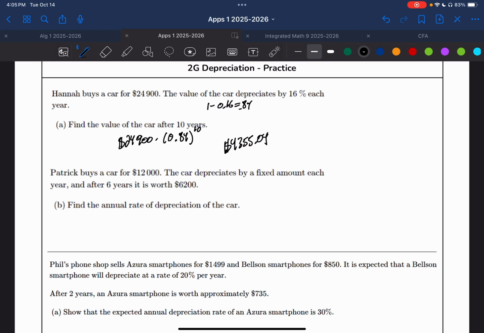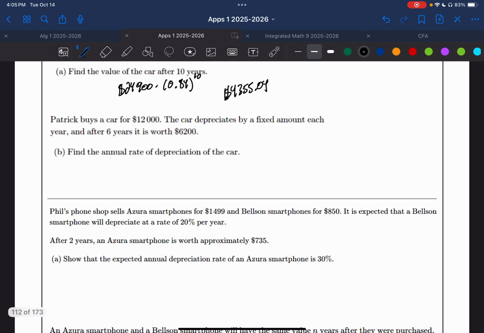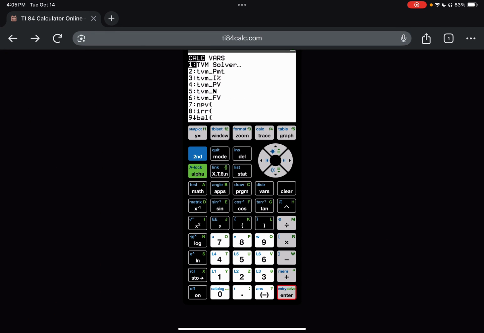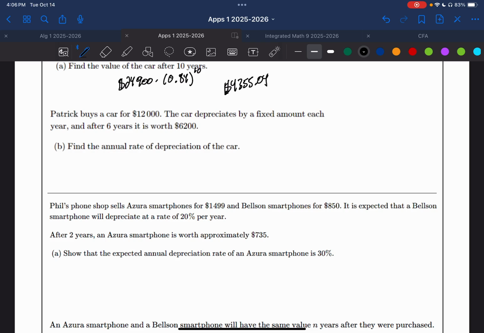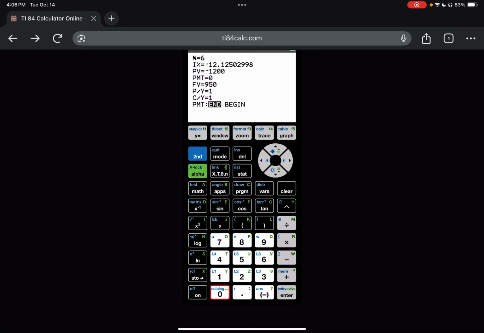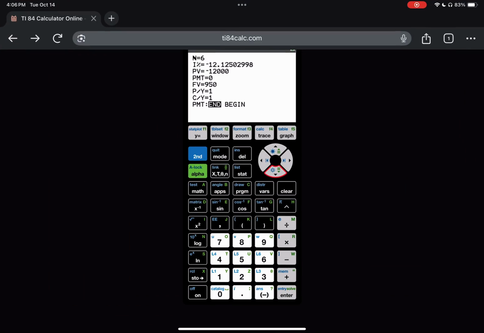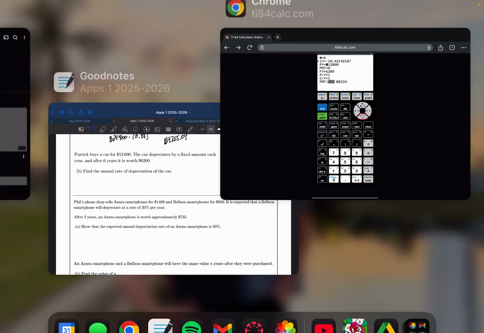Patrick buys a car for $12,000. The car depreciates by a fixed amount each year, and after 6 years, it is worth 6,200. All right, so this is one where I think it's easier to just use the finance calculator. N is 6. We're trying to find the interest rate. The present value is negative 12,000. Payment, nothing. Future value is 6,200. And you could go alpha, enter. We see that the interest rate or the depreciation rate required to make that happen is 10.4%.